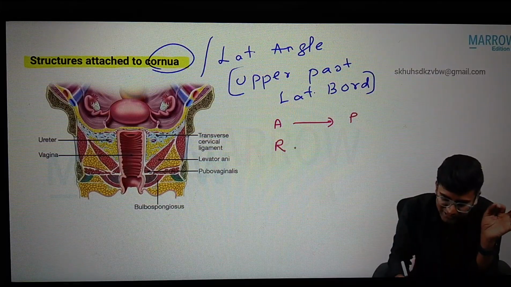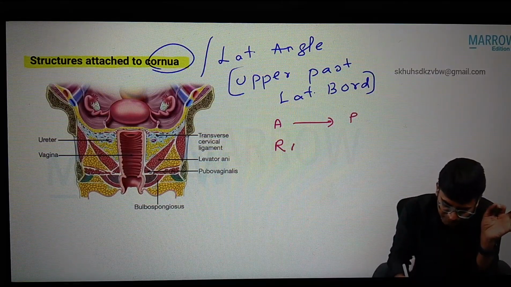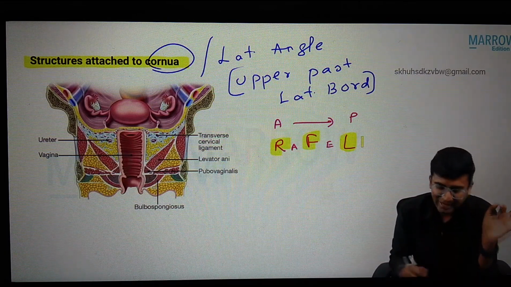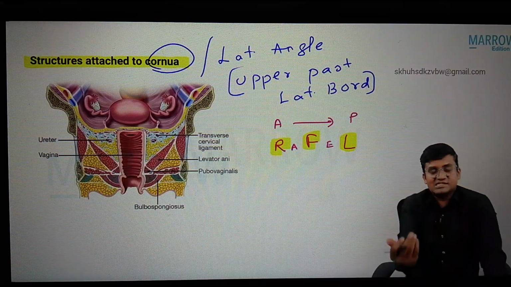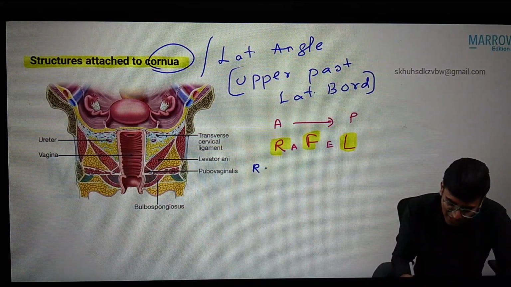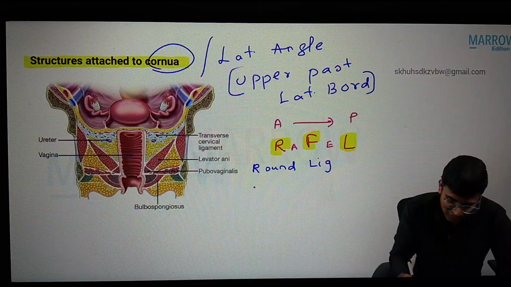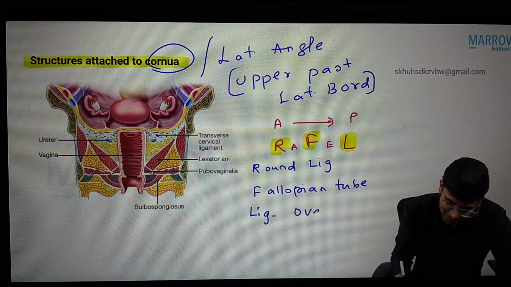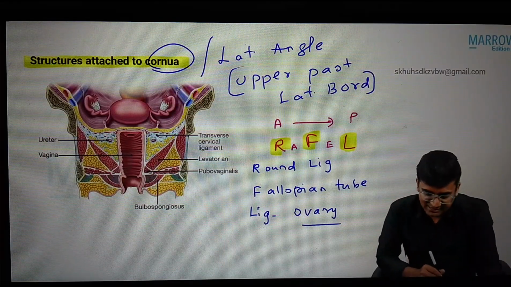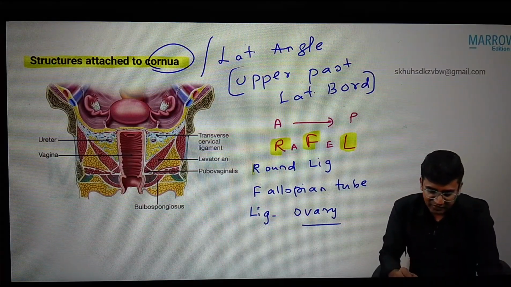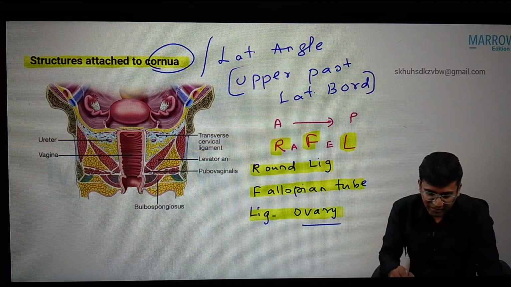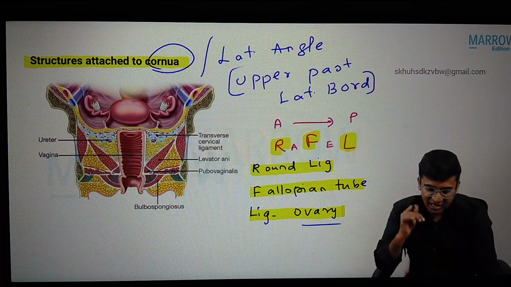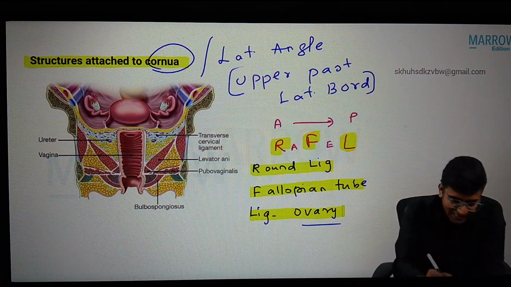Anterior to posterior, the mnemonic is Rafael. RFL from anterior to posterior. The anterior-most structure in the lateral angle is the round ligament. Next, fallopian tube. Last one, ligament of ovary. So, from anterior to posterior: round ligament, fallopian tube, and the ligament of ovary. The mnemonic is Rafael Nadal. RFL.